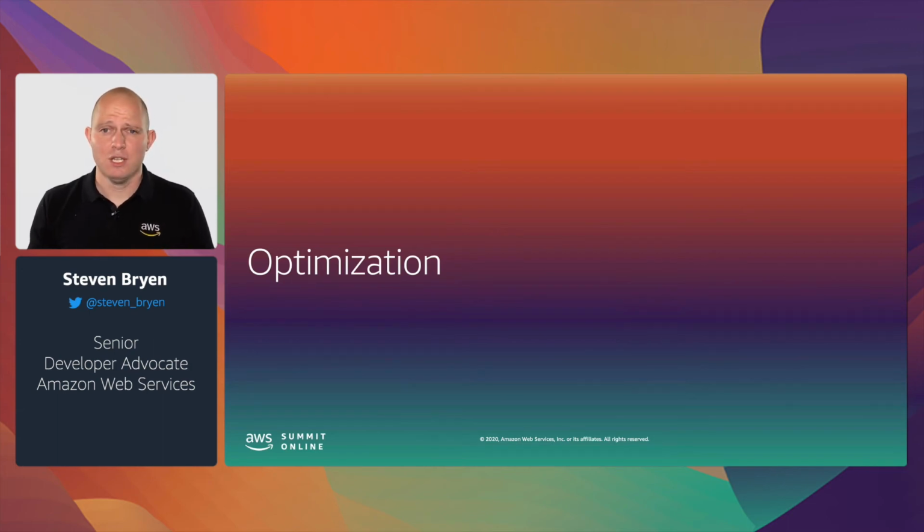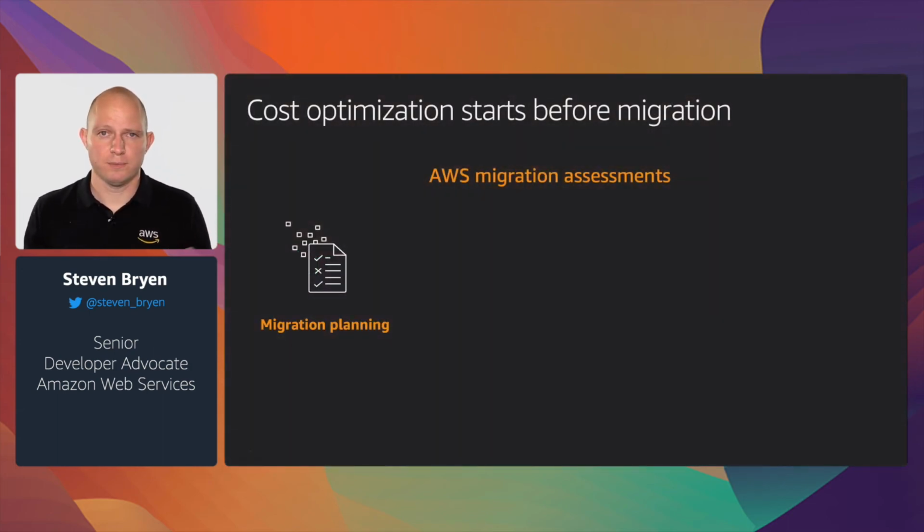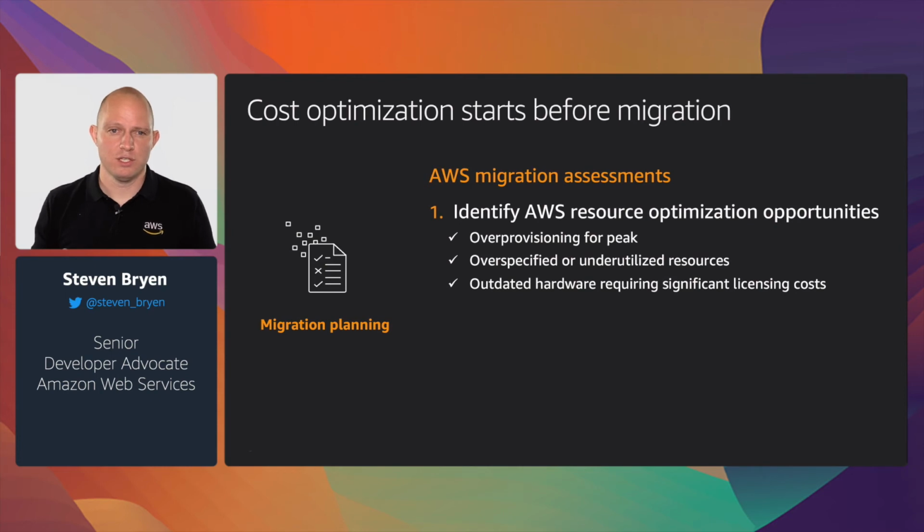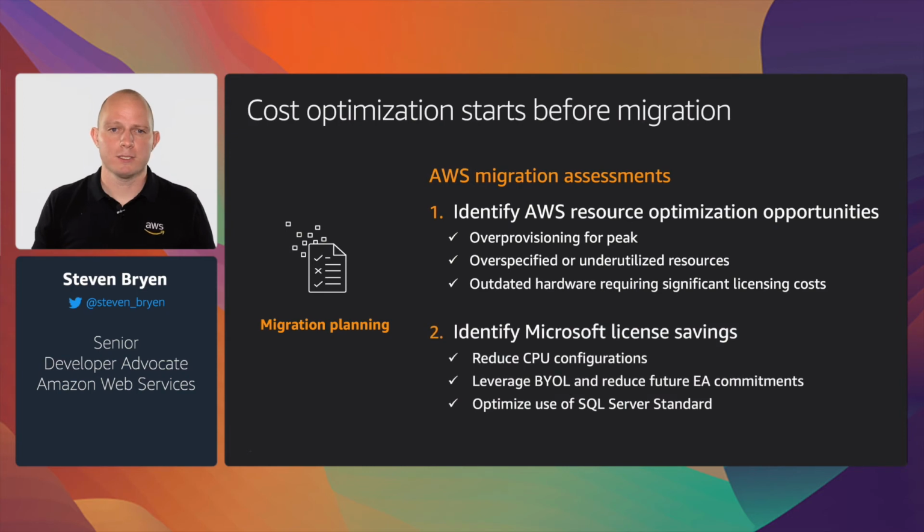So when we look at optimization, first thing we always need to think about is cost optimization. And actually, cost optimization starts before migration. So first thing you need to identify is optimization opportunities for your resources that you're looking to migrate to AWS. Do you have underutilized or overutilized resources in your on-premises environment? Do you have outdated hardware that's requiring significant licensing costs? Maybe that's a good place to start looking at migrating, so you can reduce some of those license costs in AWS. And then on the Microsoft side as well, are there license savings you can make?